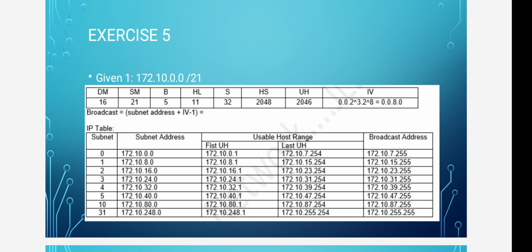And the IV, how to get the IV? The increment value of an IP. Upon getting that, you just need to get the HL, then, when there are 8 bits in an octet, right? 32 is that octet.